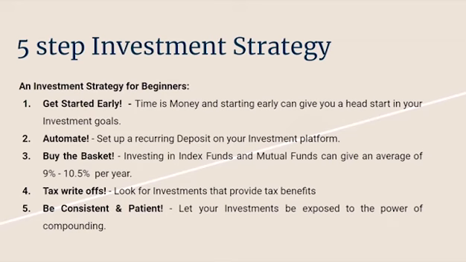Now let's look into the 5-step investment strategy we have for the two young groups. Step 1, you should get started early. Time is money, and starting early can give you a head start on your investment goals. Second thing is automate. Set up a recurring deposit on your investment platform. Third one is buy the basket. Investing in index funds and mutual funds can give an average of 9 to 10.5% per year. Fourth is the tax write-offs. Look for investments that provide tax benefits. And the fifth one is be consistent and patient. Let your investment be exposed to the power of compounding.